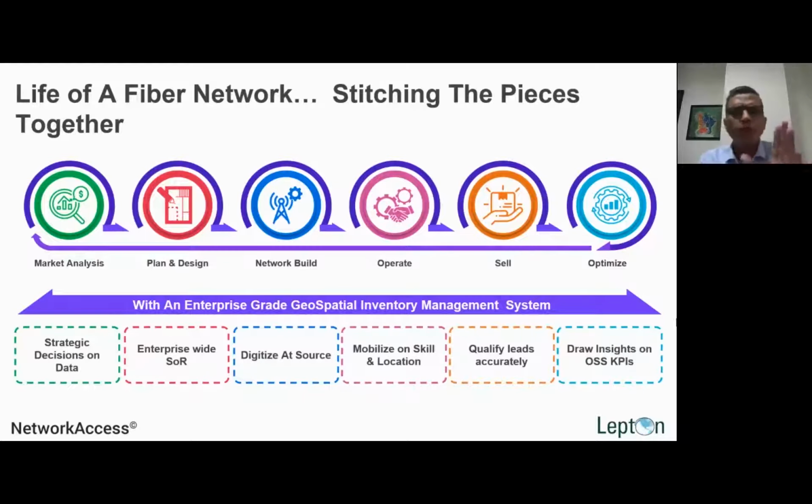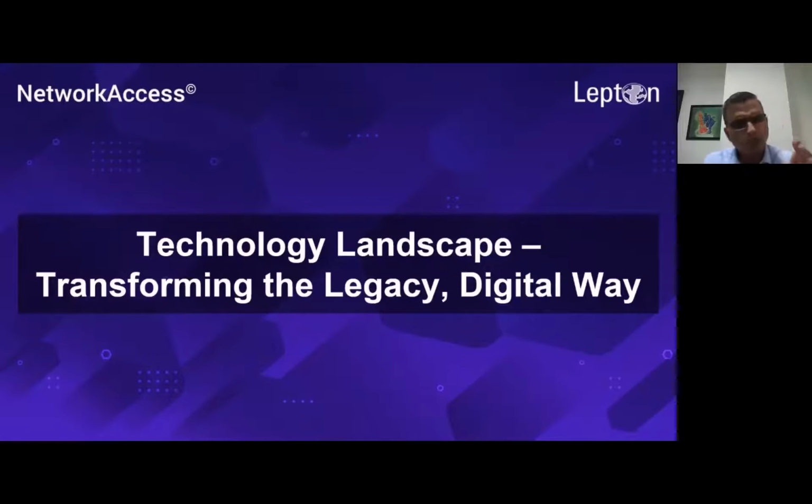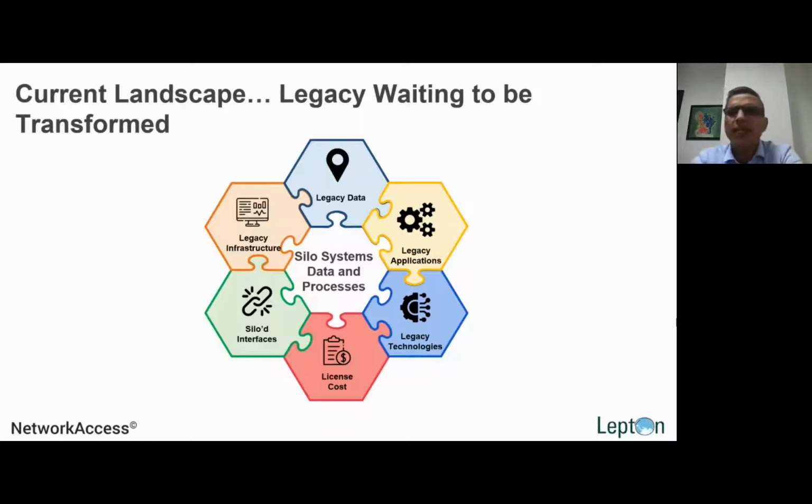Now we move from process to the technology landscape. Similar to process, the technology landscape has also been changing, a lot has been done, but still there is a gap between our legacy, where we stand today, and where we can potentially move in the digital way. So with respect to the technology landscape, I picked 6 key pillars. Of course, if we start discussing interactively, I'm sure there will be many more pillars of technology which are important, which comprise a true enterprise-grade GIS system or true OSS-grade system.